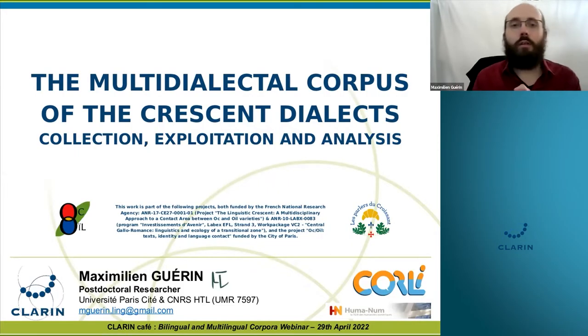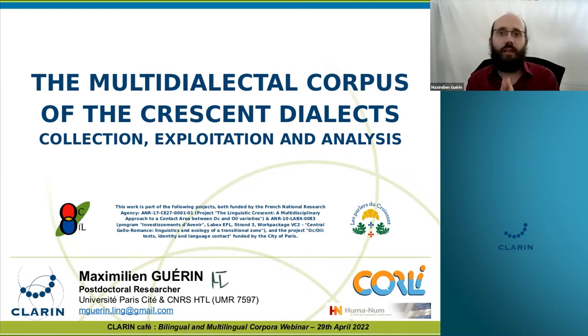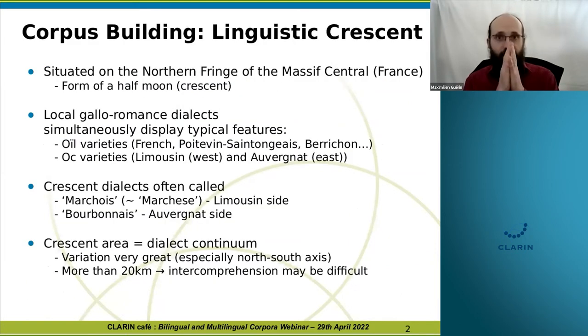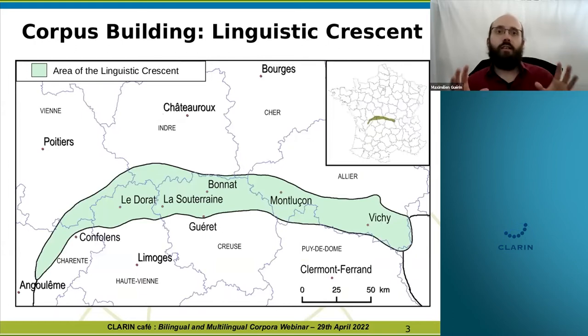So, good afternoon. I'm going to present the multidialectal corpus of the Crescent dialects. In fact, more the multidialectal corpora, and the collection, the exploitation, and the analysis of these corpora. So first, what is the linguistic Crescent? In fact, the linguistic Crescent is an area situated on the northern fringe of the Massif Central in central France.